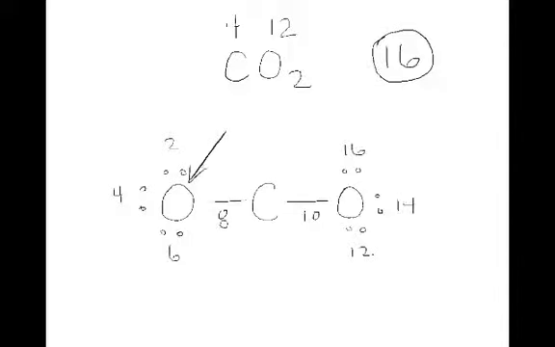This oxygen here has a total of 8 valence electrons, so that's good. And this oxygen here also has 8 electrons. But the carbon, however, only has 4 valence electrons, so that's no good. So let me take away some of the busyness here.